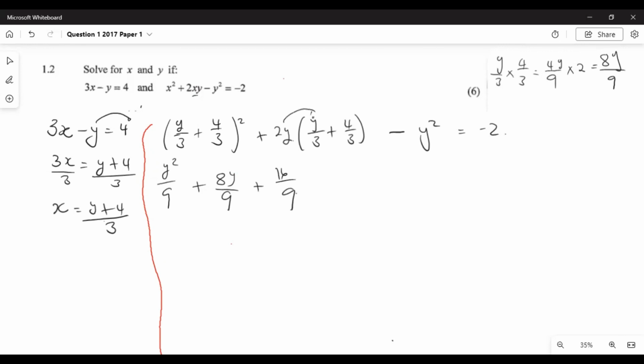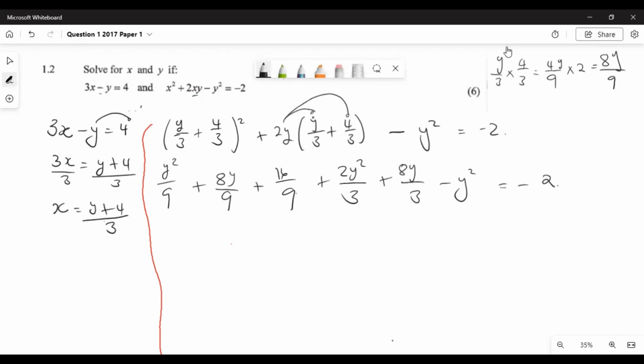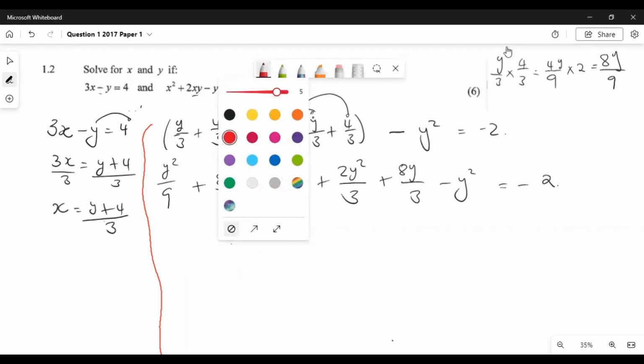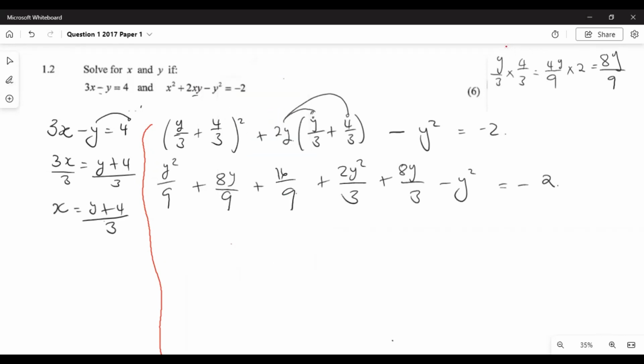Then continue to square, to multiply out. We will get 2y squared over 3. Multiply out, we'll get 8y over 3. Minus y squared is equal to minus 2. So we do not want to work with fractions. Fractions are never our friends. They make things hard for us. So let's get rid of those fractions by multiplying by 9 everywhere.